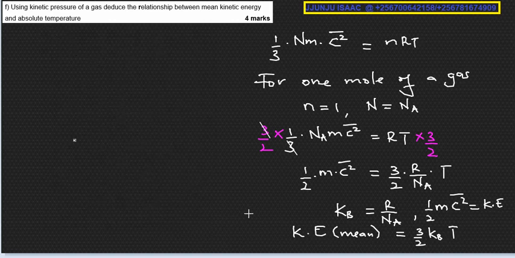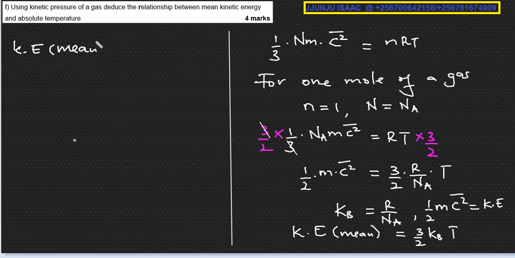So that means that the mean kinetic energy is directly proportional to the absolute temperature, because 3 over 2 times K is a constant, so we can just deduce that the mean kinetic energy is directly proportional to the absolute temperature. So that is the relationship between the kinetic energy and the absolute temperature.